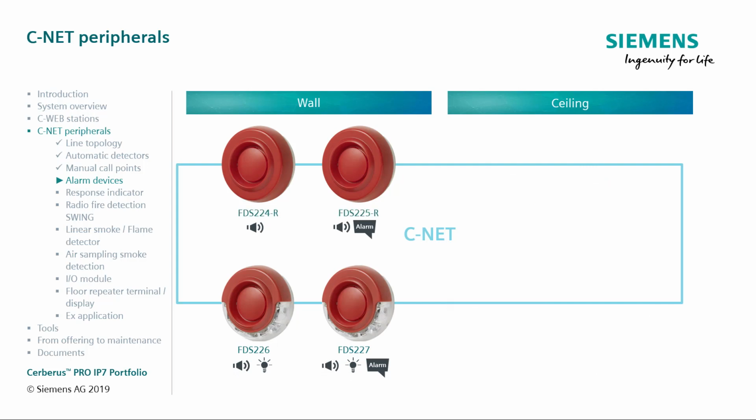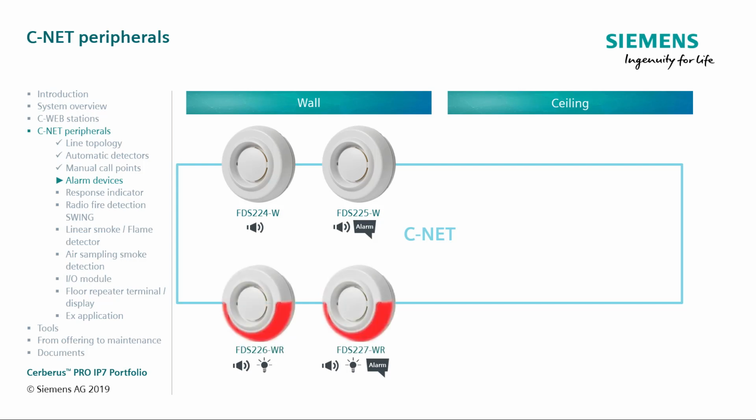The wall-mounted sounder and voice sounder are available in either red or white. The wall-mounted sounder beacon and voice sounder beacon are available in red with a red LED, red with a white LED, white with a red LED, or in white with a white LED.